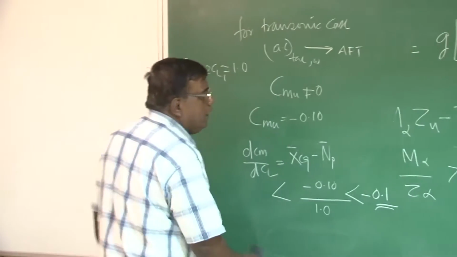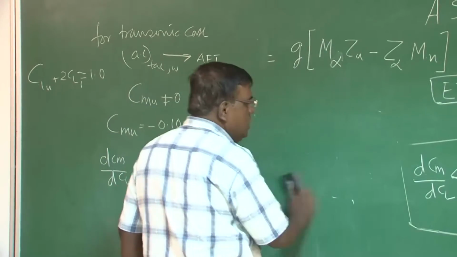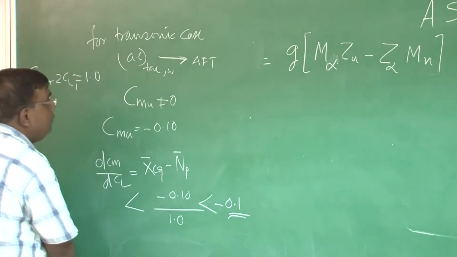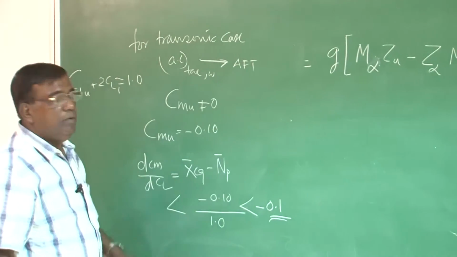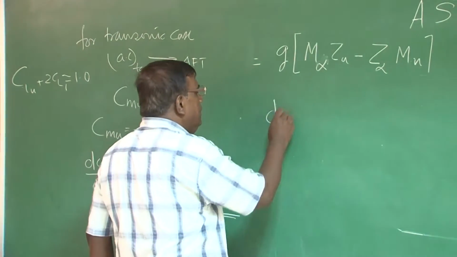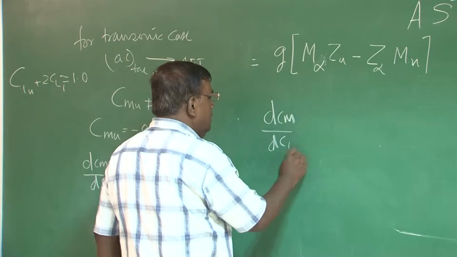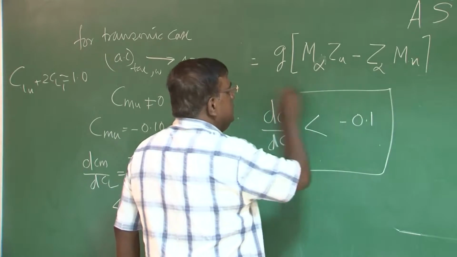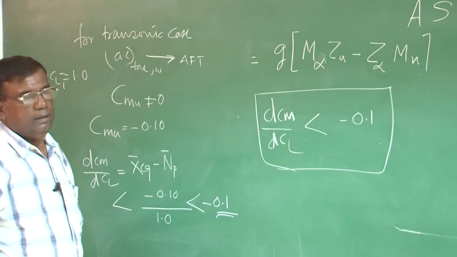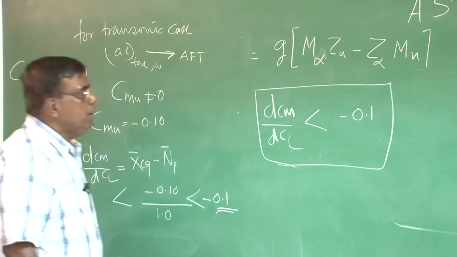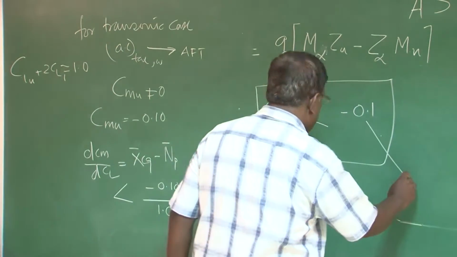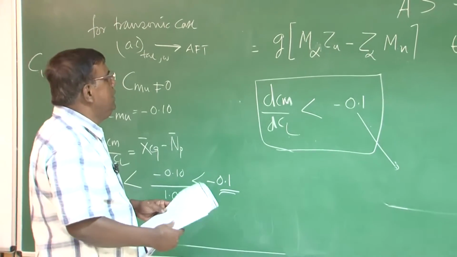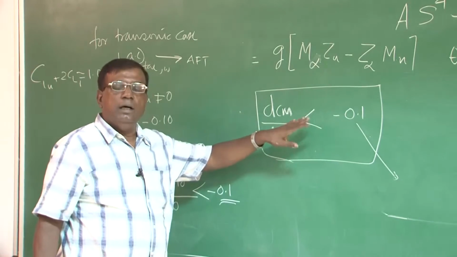So what is the message you are getting now? It's saying if you want to ensure both static and dynamic stability for such a case where it's going for transonic, then DCM by DCL should be less than minus 0.1. Just being less than 0 is not sufficient. Right? Okay. For a specific case, for a case where I have assumed these values, right? So important thing is it is not sufficient just to have DCM by DCL less than 0.